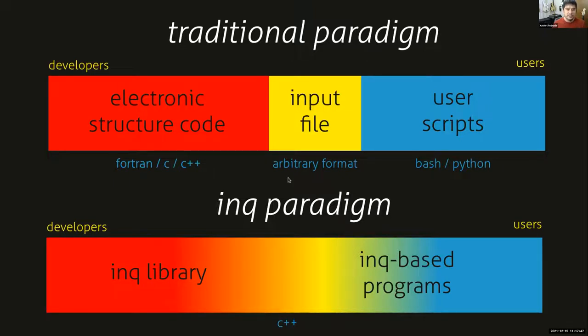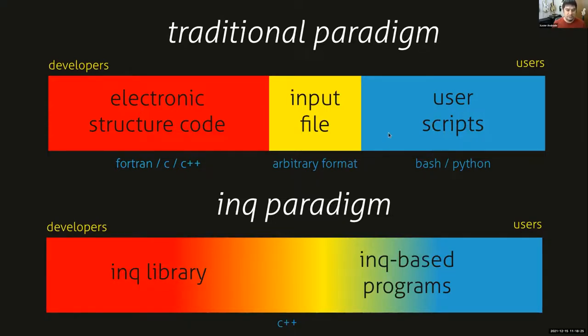And these days, since these computations are relatively cheap, most people don't do just one simulation, and they end up writing a bash or Python script on top that modifies and creates input files and has to parse outputs to run the actual calculations. So you end up having three languages, because sometimes you need to implement something that the code doesn't have, so you say, okay, I will have to modify the code. And then you end up having to learn three different languages to do things.